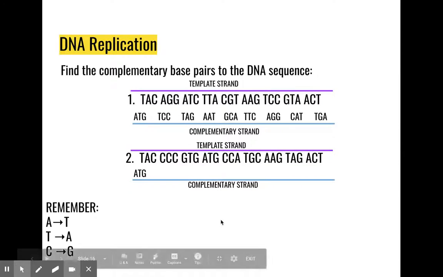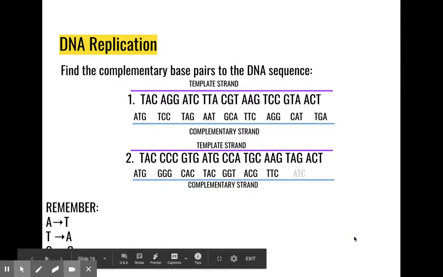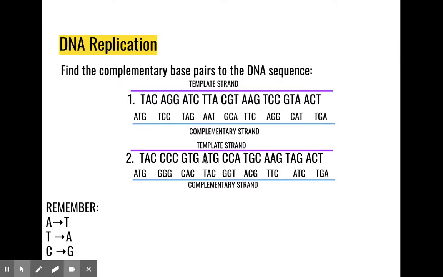All right, so welcome back. Hopefully you paused the video and tried this out yourself. Let's check your answers right here. So what we see here, TAC becomes ATG, CCC becomes GGG, GTG becomes CAC, ATG becomes TAC, CCA pairs with GGT, TGC becomes ACG, AAG pairs with TTC, TAG pairs with ATC, and ATC pairs with TAG.